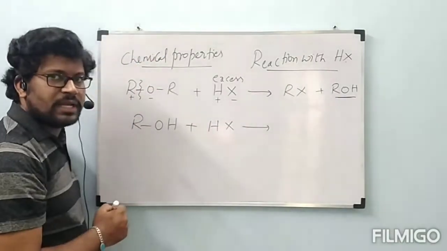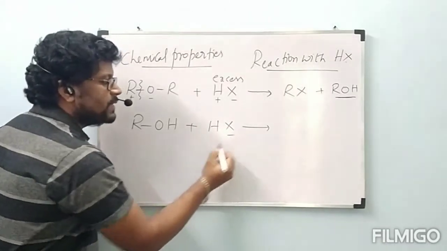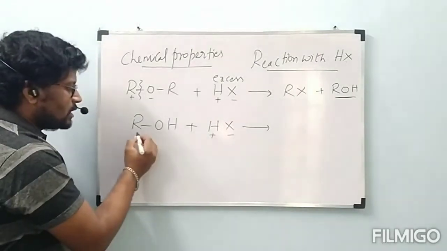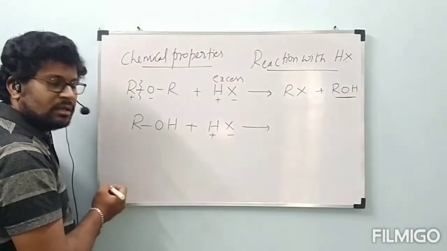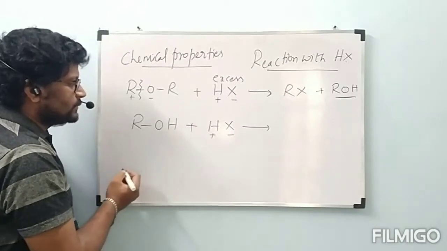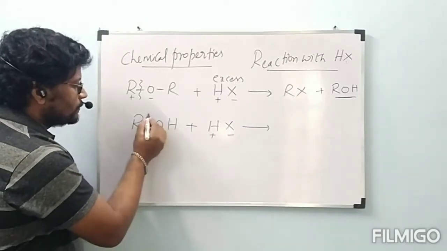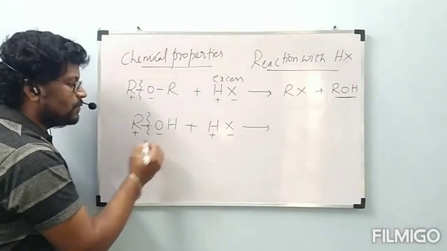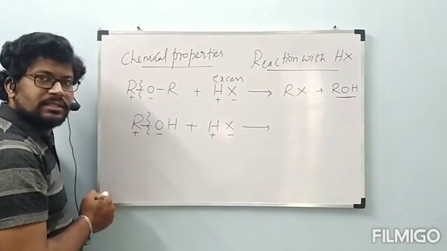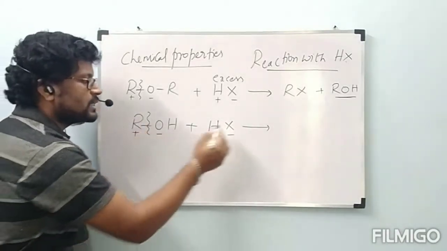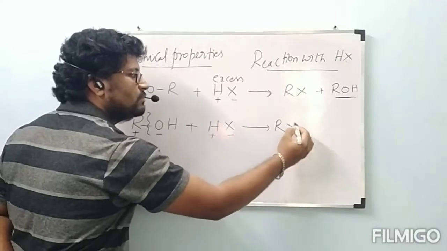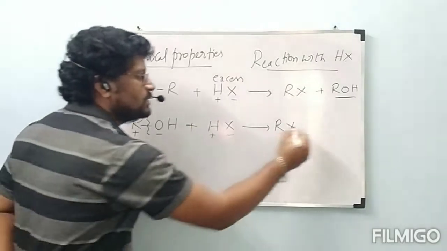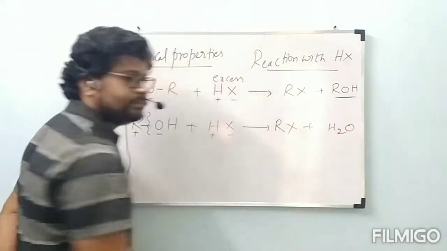X gets the negative charge and hydrogen gets the positive charge. Next, in ROH the bond is cleaved here, and we get R plus and OH minus. Then R plus and X minus react to form RX, and OH minus and H plus react to form H2O.